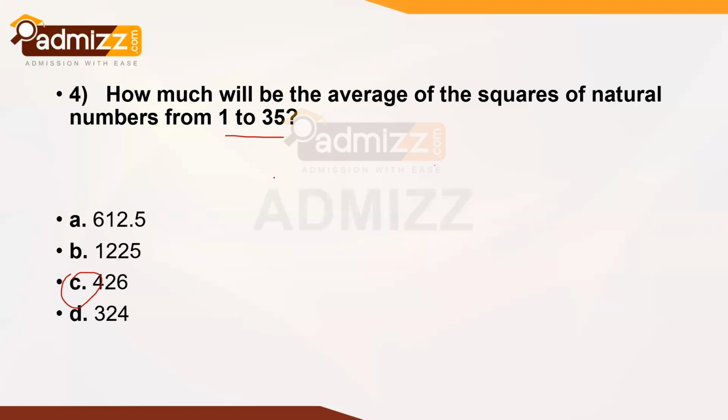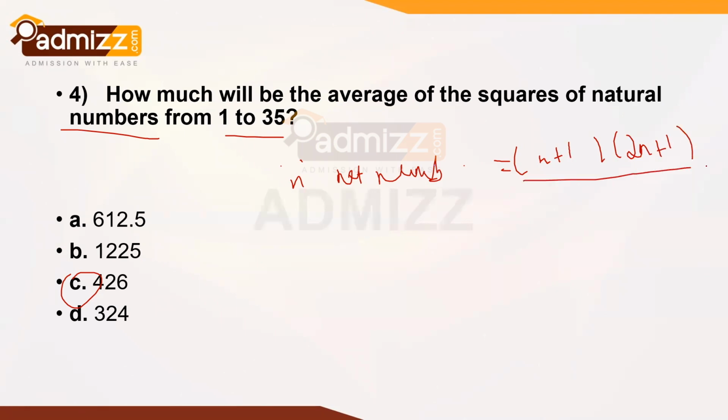The formula for the average of the squares of the first n natural numbers is (n plus 1) whole times (2n plus 1), divided by 6. This gives the average of the squares of the first n natural numbers, so keep that in mind as well.